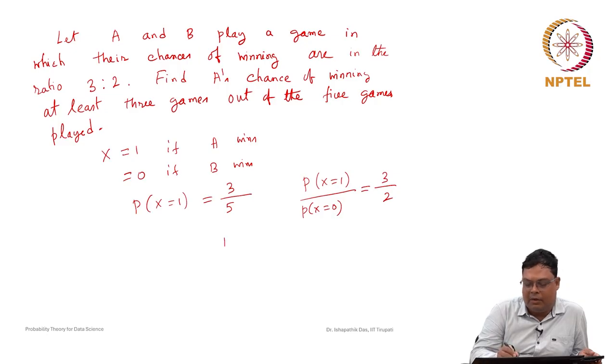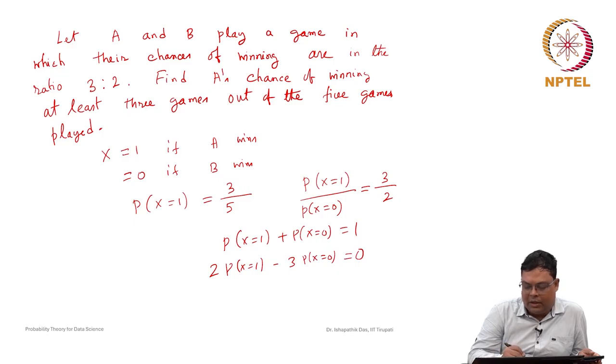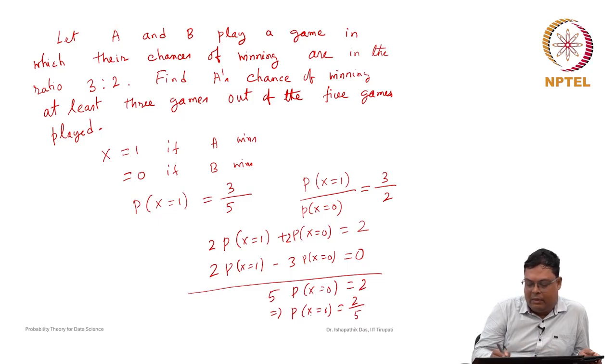From here we can also find it, because we know that the probability of X equal to 1 plus the probability of X equal to 0 is equal to 1. So 2 times the probability of X equal to 1 minus 3 times the probability of X equal to 0 is equal to 0. If we multiply by 2 and subtract, we get 5 times the probability of X equal to 0 is equal to 2, which implies the probability of X equal to 0 is 2 by 5. Similarly, the probability of X equal to 1 is 1 minus 2 by 5, which is 3 by 5. So if they play once, the probability that A wins is 3 by 5.